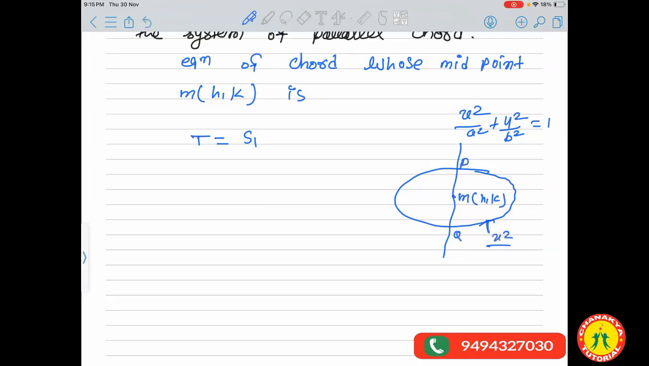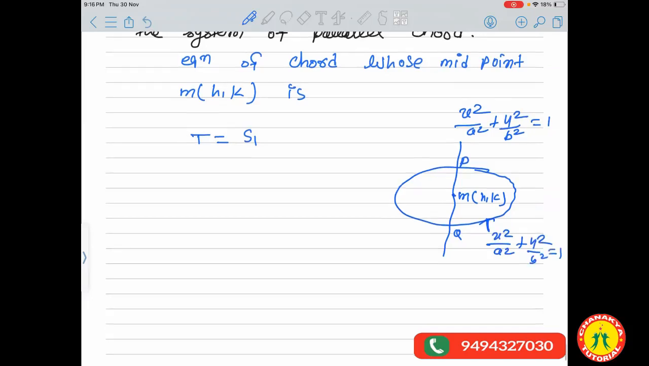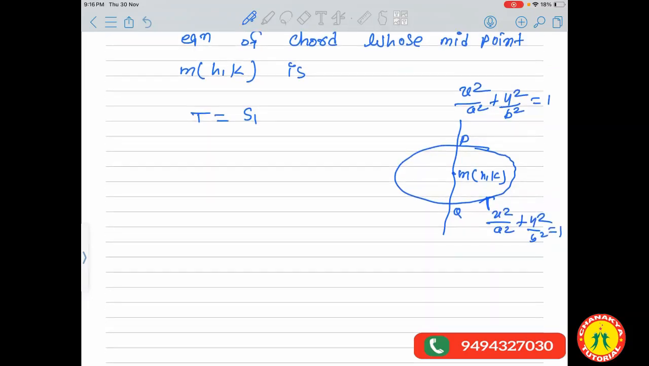x square by a square plus y square by b square equal to 1. So T equal to S1, apply T. So T is x into h upon a square plus y into k upon b square minus 1 equal to S1, that is put h comma k. So we get h square by a square plus k square by b square minus 1. So minus 1 cancels out.